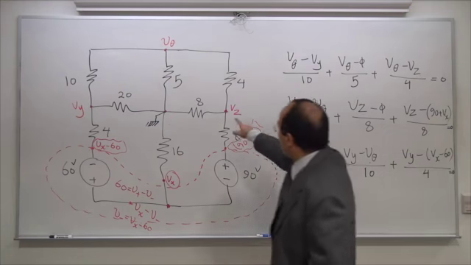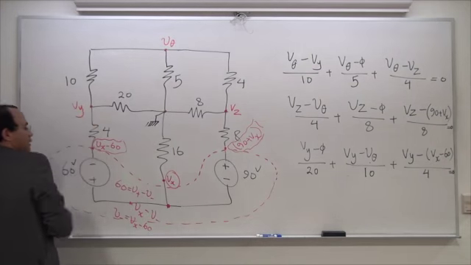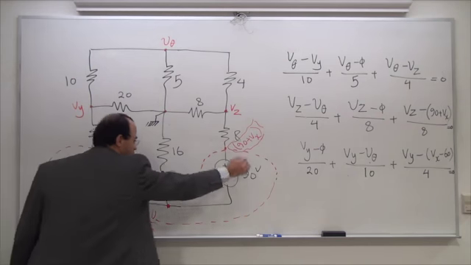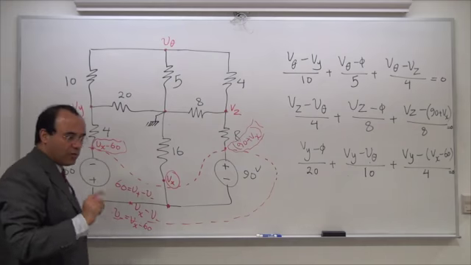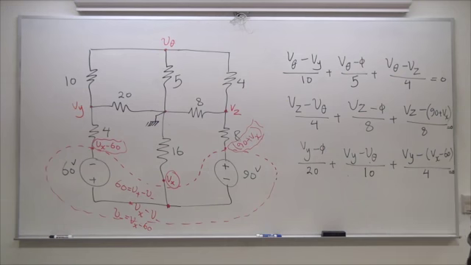What did I do? I wrote the equation for this, I wrote the equation for this, and I wrote the equation for this. I need to write the equation for the supernode. Let's do that. And then I'm going to actually attack one more circuit before I go for the mesh.